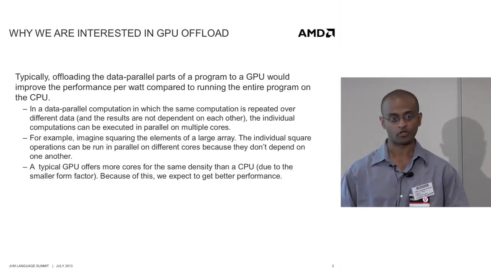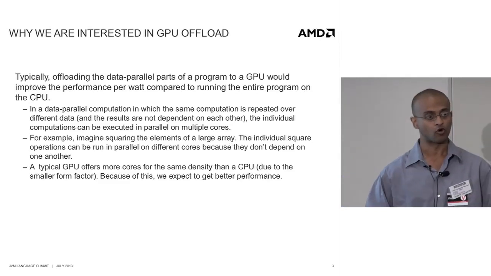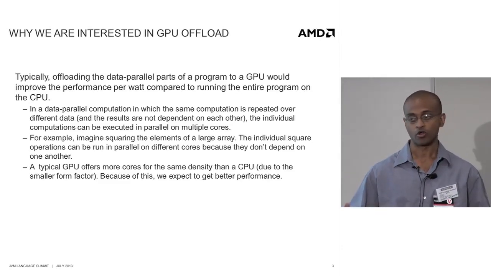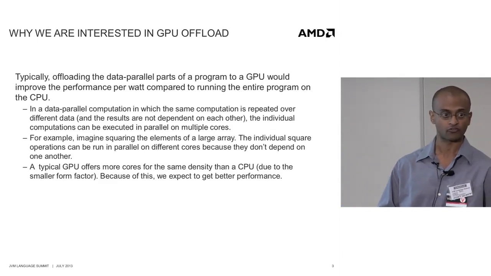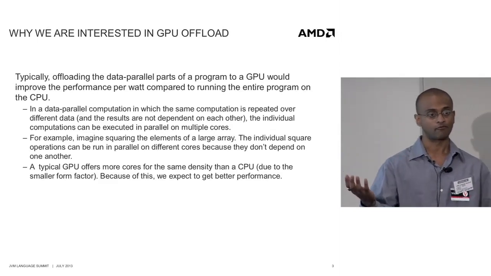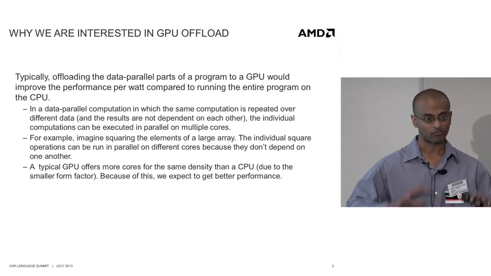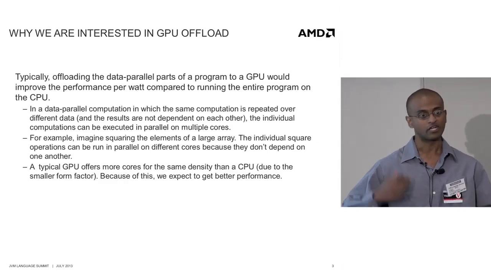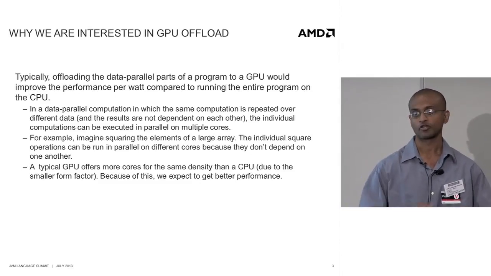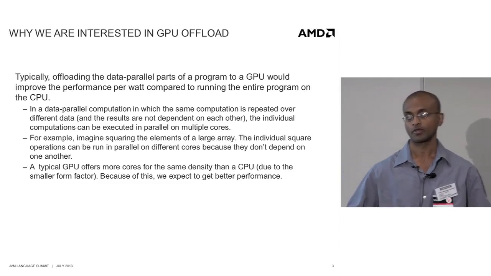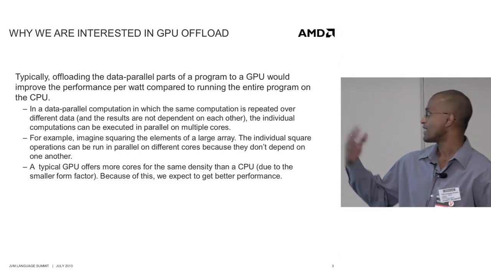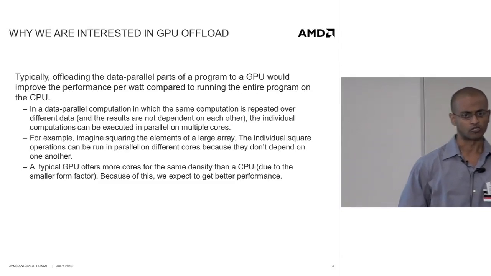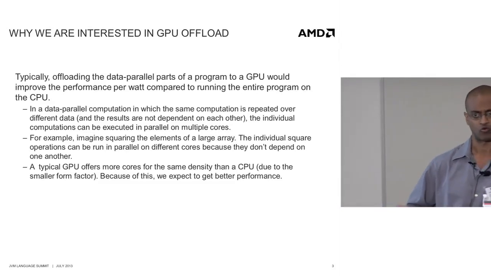OK, so why are we interested in GPU offload? Because typically, offloading the data parallel parts of a program to the GPU gains performance over running the whole program on the CPU. So why is this the case? Let's think back to the data parallel model. As Eric mentioned in the previous talk, you have the same computation that's being repeated multiple times over different data items. So all of the computations can go on in parallel on different cores. For example, you're squaring all of the elements of the array. So the individual square operations can all run in parallel on different cores. And the advantage of a GPU is that typically the GPU cores are a smaller form factor, so you have more cores to work with.